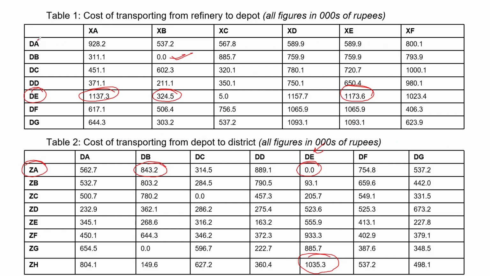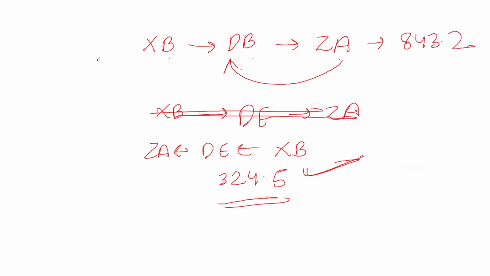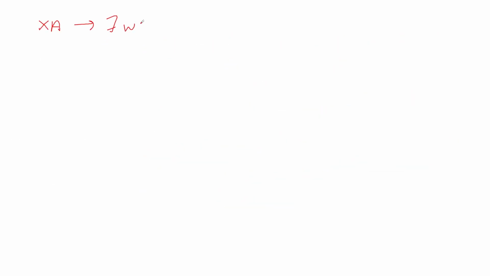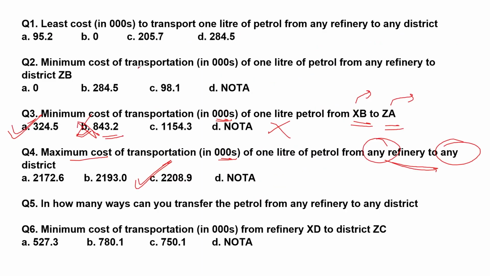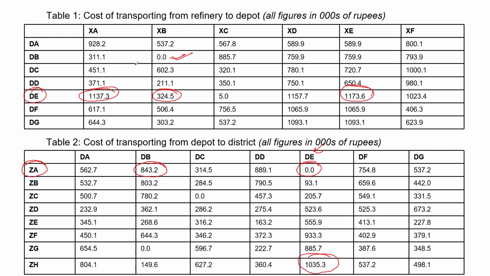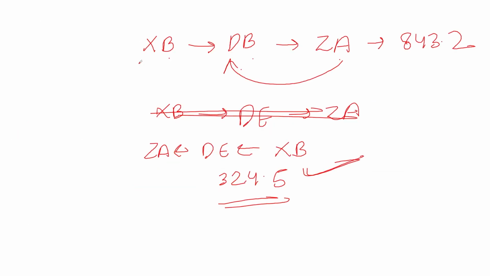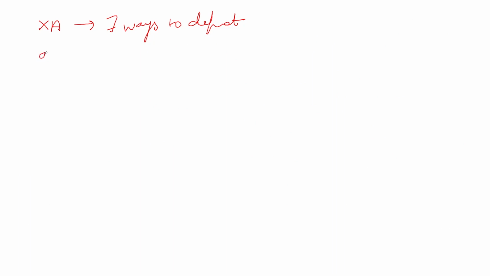It can go to any depot in 7 ways. That is the total number of depots. So it can go in 7 ways to depot, right? And for any depot, it can go to any district in how many ways? Any depot to any district, it can go in 8 ways.